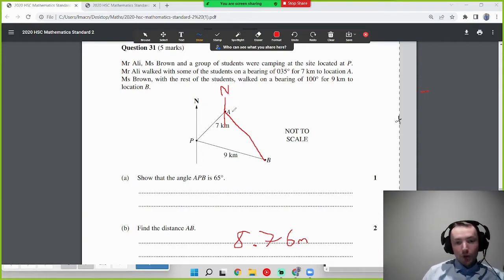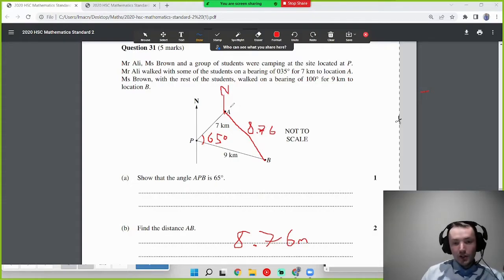Now, we've got a bunch of information, and what I might do is just draw this up. So we know that this is 8.76. We know that this is 65 degrees. And there's a bunch of ways to solve this from here. So I'm going to show you one way to do it.